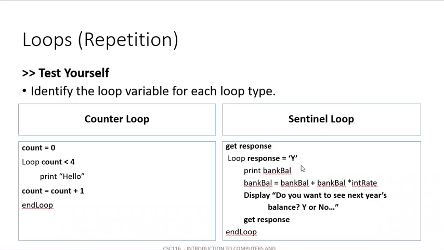Okay, for this one, the bank balance, the next year's bank balance will be printed based on the user's response, whether equal to sentinel value Y or not. So the name of the variable is response. Okay, okay, very easy.